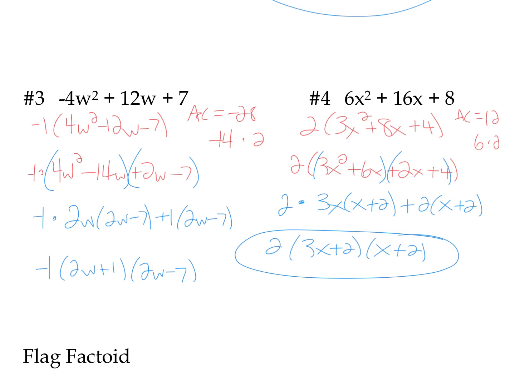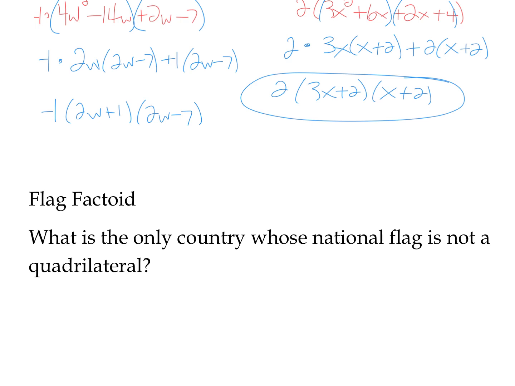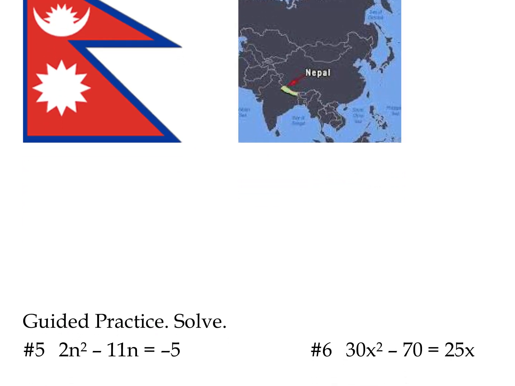Before we look at some more factoring, a flag factoid. What's the only country whose flag is not a quadrilateral, a four-sided figure? It is the country of Nepal. That's what their flag looks like, not a four-sided quadrilateral shape. In Nepal, you can see on the map, there is a tiny landlocked country between India and China. On the border it shares with China is where Mount Everest is located, the tallest mountain in the world. So Nepal, the only country whose flag is not a quadrilateral.